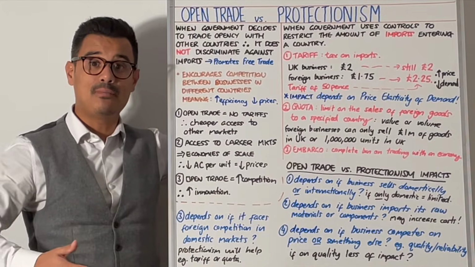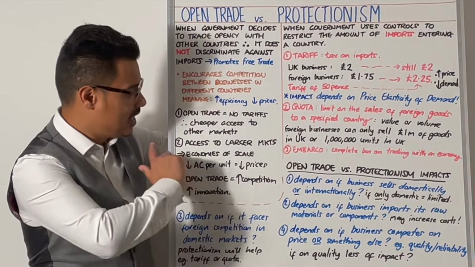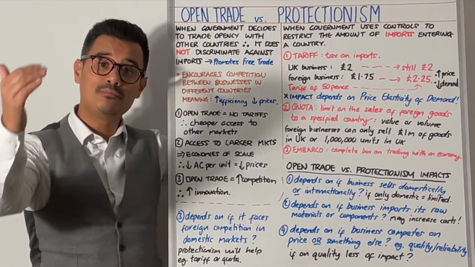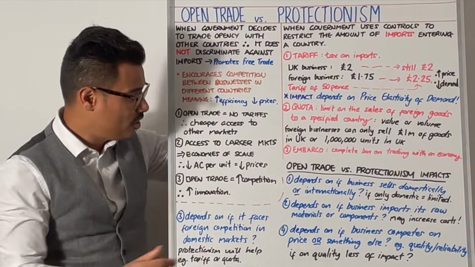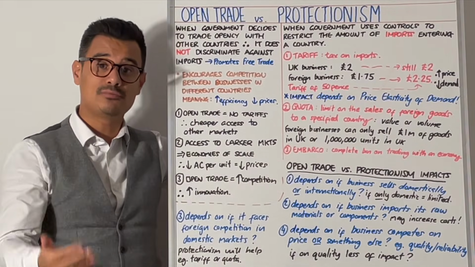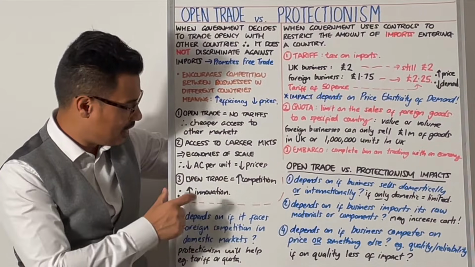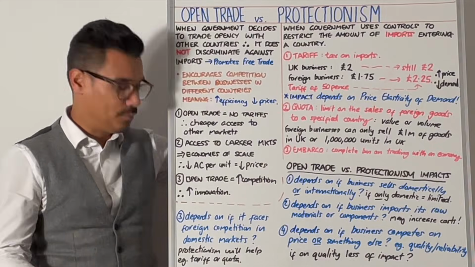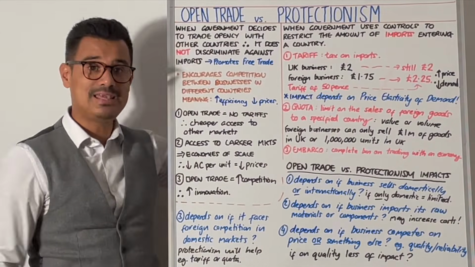And by doing that, it might lead to access to larger markets. Larger markets mean more output, which means economies of scale, which means your average cost per unit comes down. That might mean you could be more competitive with your prices, because now it costs you less to make one unit, so you could bring your prices down as a consequence. Also, open trade might lead to more competition, and more competition will stimulate innovation.